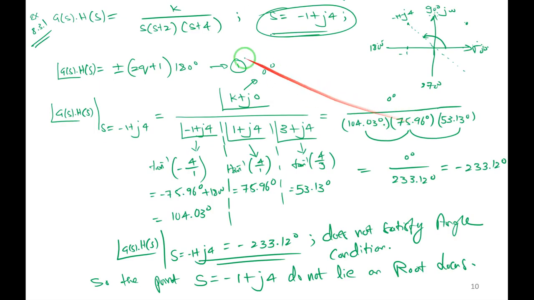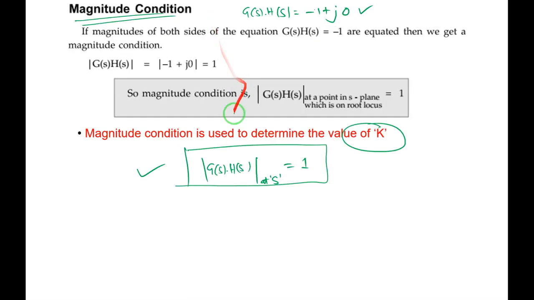For example, g of s into h of s is equal to k divided by s into s plus 2 into s plus 4. I can determine this value of k by using the magnitude condition. But if the point s, for example s equal to minus 0.75, earlier I had given one point, and -1 plus j4 another point, already lies on the root locus, then only I will go for the magnitude condition in order to determine the value of k.